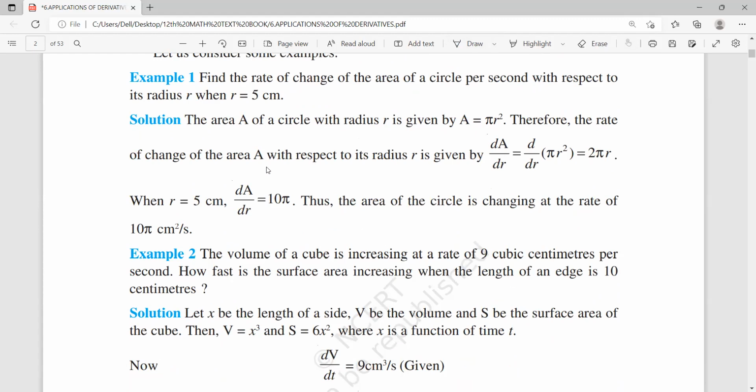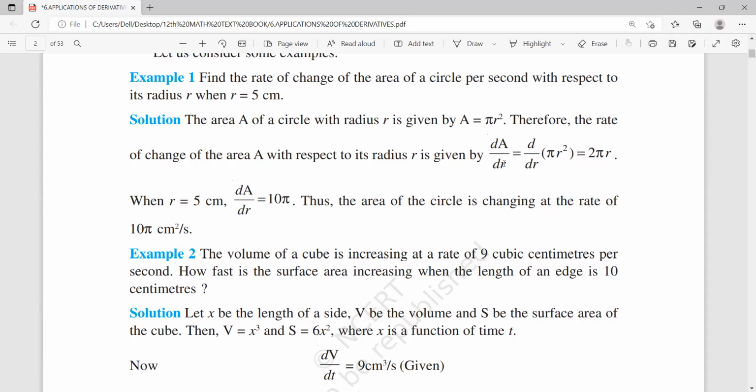So here you see, find the rate of change of area of the circle with respect to its radius r. He only gave it with respect to radius r. Rate of change in area: area is A equal to pi r square. With respect to r only. At what point? At r equal to 5. So with respect to radius means dA by dr. Now what is A? A is pi r square.